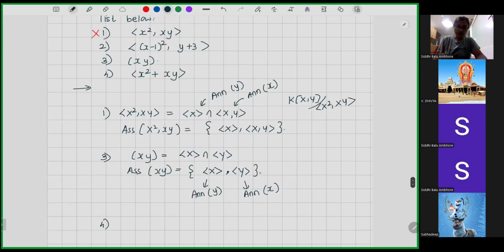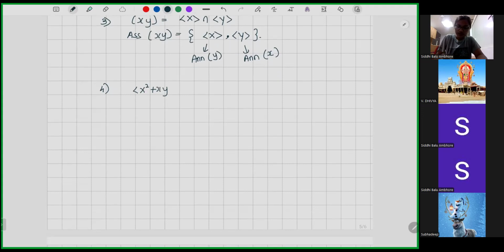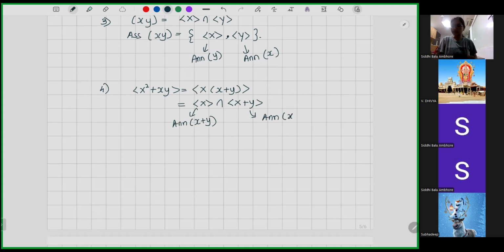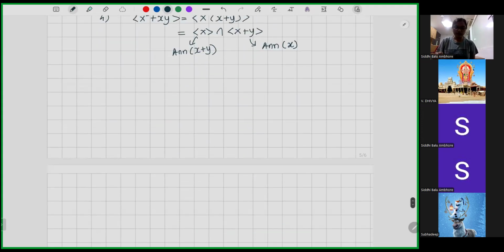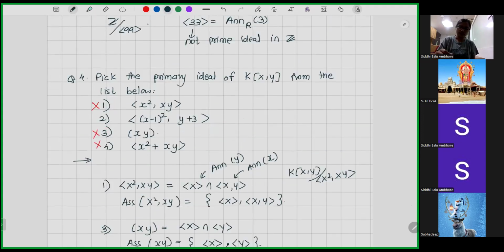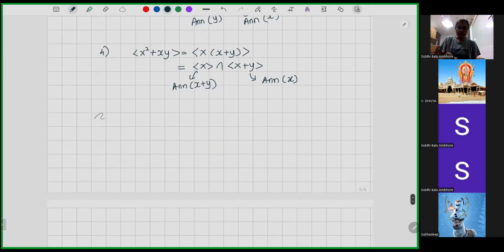And the fourth one is what? This x squared plus xy. This is x into (x plus y), and so I can write this, right? So here this becomes the annihilator of x plus y, and this becomes the annihilator of x. Is this clear? So now we are left with, so these two are also not primary. So let us check for this. Since at least one is correct, this has to be the primary one.